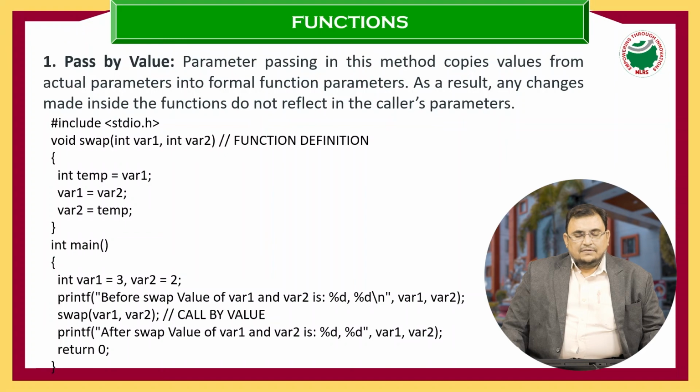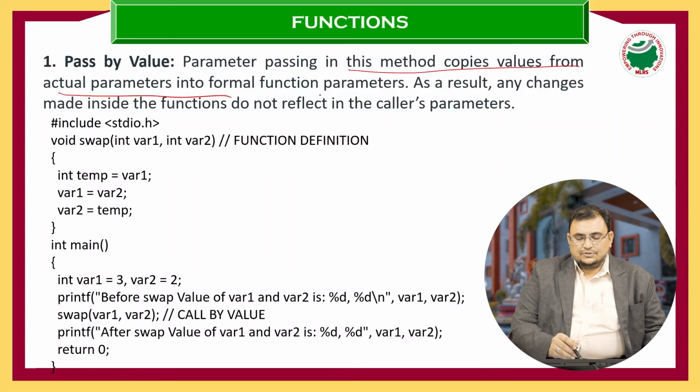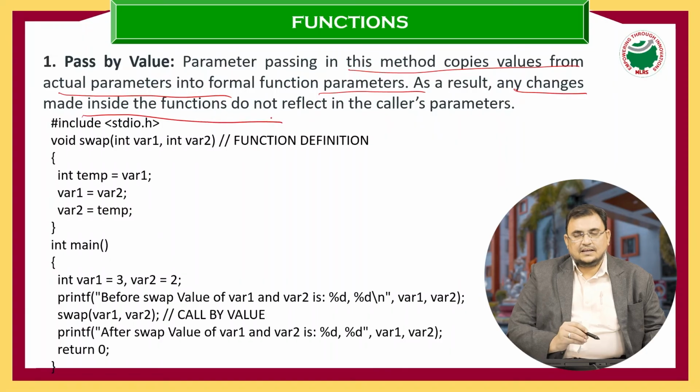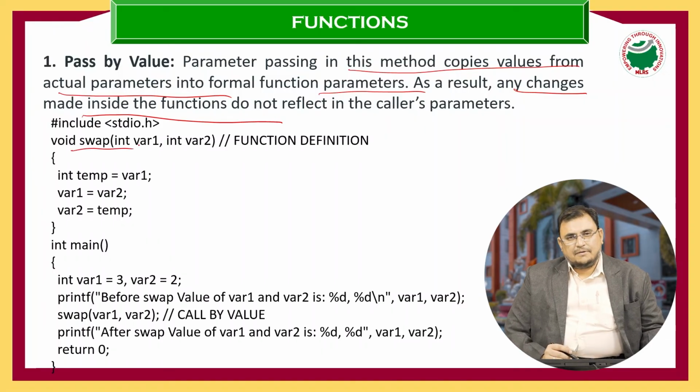So coming to the call by value mechanism. In a call by value mechanism, parameter passing, this method copies values from actual parameters to formal parameters. As a result, any changes that occur inside the formal parameters will not reflect in the actual parameters. For example, you can consider here, I am using a function called swap.